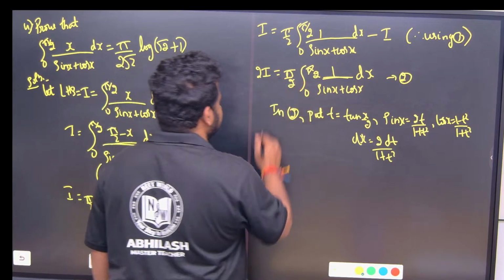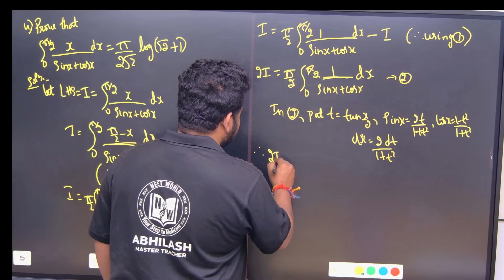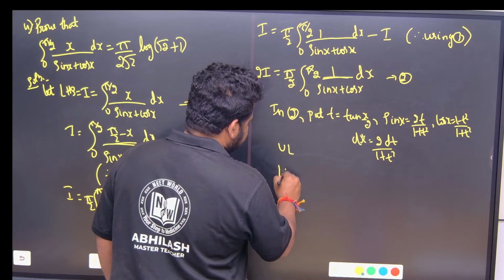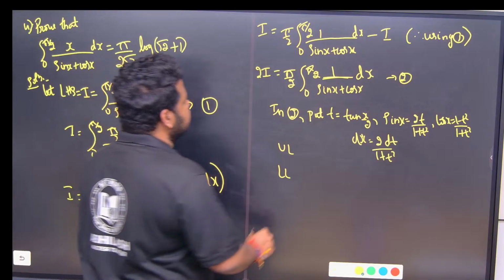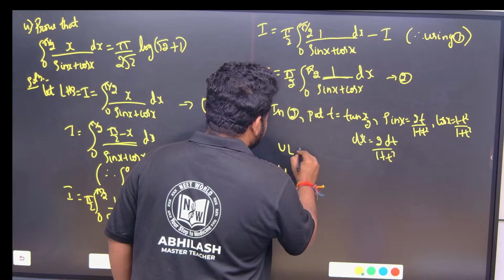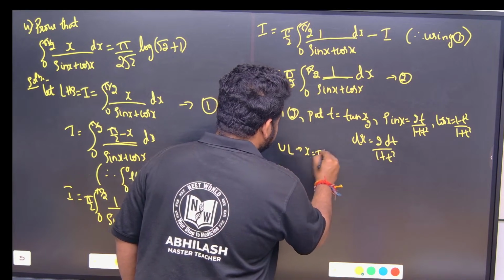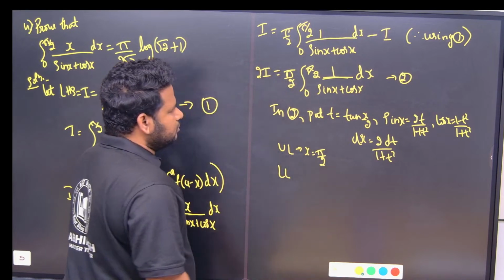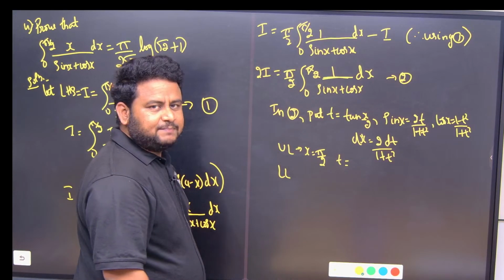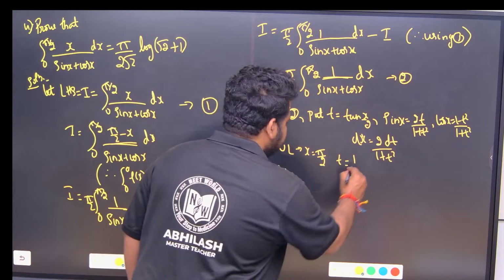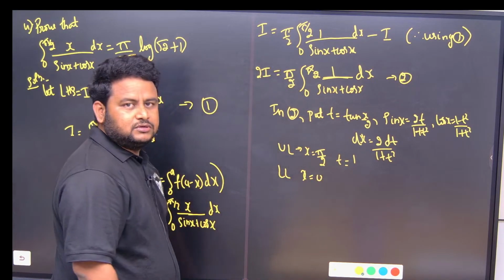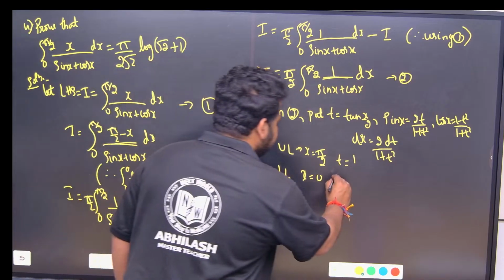So let us put this here. Therefore 2I is equal to, what will happen to the upper limit and lower limit, that also we should see. Upper limit x is equal to pi by 2, so t is equal to tan of pi by 2 by 2, that is tan pi by 4, which is 1. Lower limit x is equal to 0, tan 0 by 2 is tan 0 only, so t will be equal to 0.